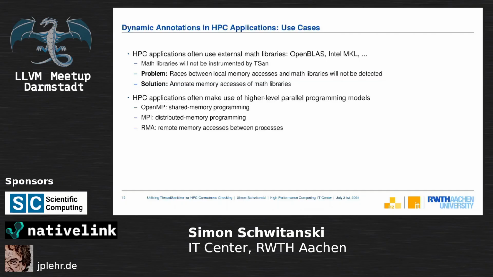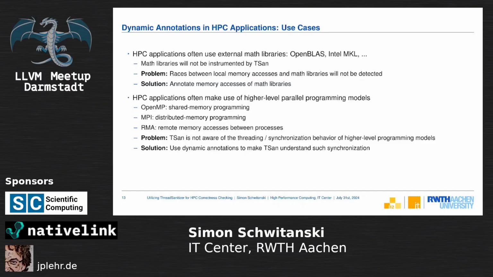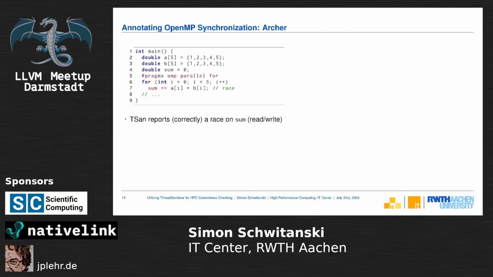This is easy. What is more complicated is if you have, I already talked about that, OpenMP as shared memory programming, MPI or remote memory accesses. So all these high-level parallel programming models that don't have just, like for pthreads, just those calls, and in OpenMP you have those pragmas that you add. And this is more complicated. And yeah, as I said, TSAN is not aware of this threading synchronization behavior of higher-level programming models. And therefore, we want to use the dynamic annotations to make TSAN understand such synchronization.